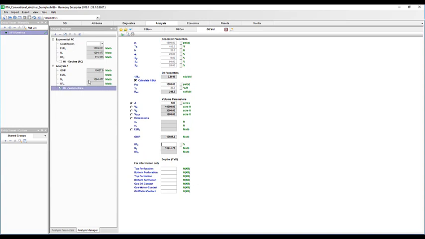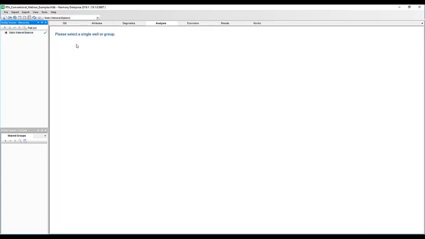Now, what we can do is combine our results from my volumetrics analysis with the decline analysis in order to generate a recovery factor. So by combining the two analyses, we can see that it's generated a recovery factor of 11.4% based off of the 500 acres of drainage area. So we can see that by doing our volumetrics, it's given me my original hydrocarbons in place as well as my recovery factor. So we can now move on and do the example for static material balance.